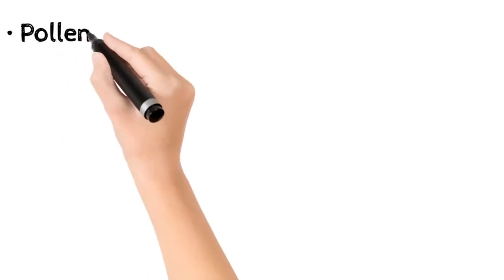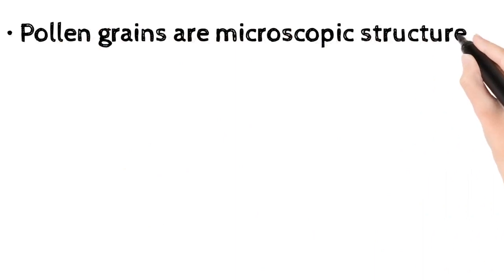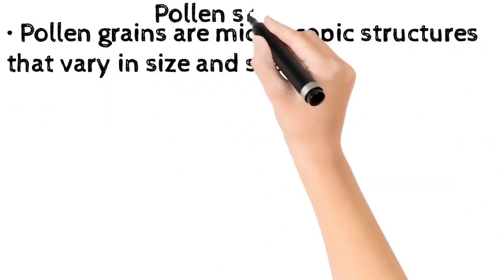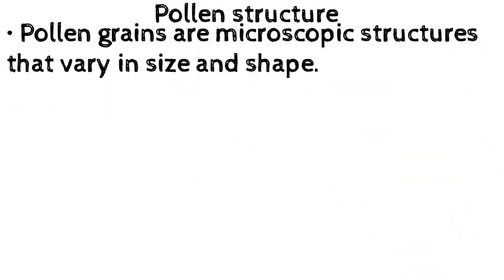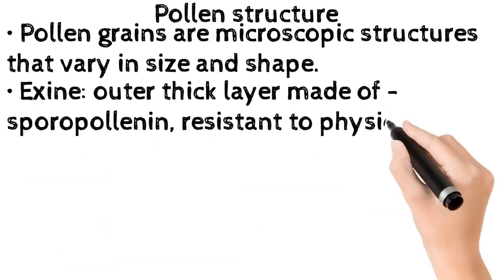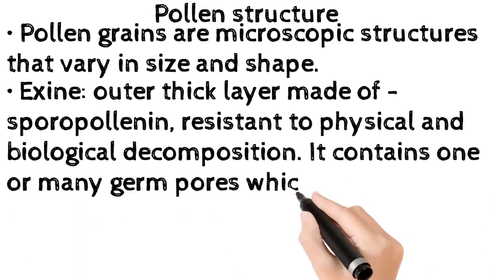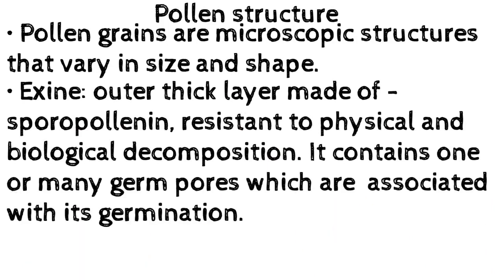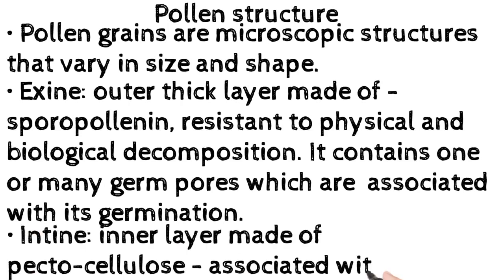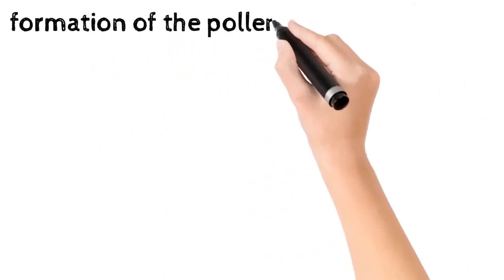In this video we include the important points of the chapter Palynology. Pollen structure. Pollen grains are microscopic structures that vary in size and shape. Exine: outer thick layer made of sporopollenin, resistant to physical and biological decomposition. It contains one or many germ pores which are associated with its germination. Intine: inner layer made of pectocellulose, associated with the formation of the pollen tube.